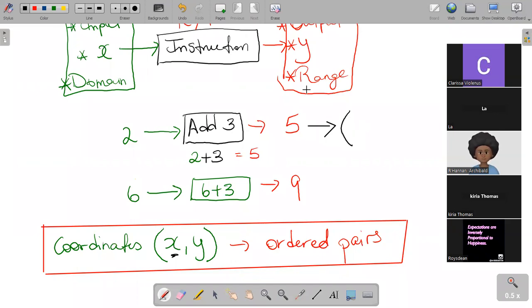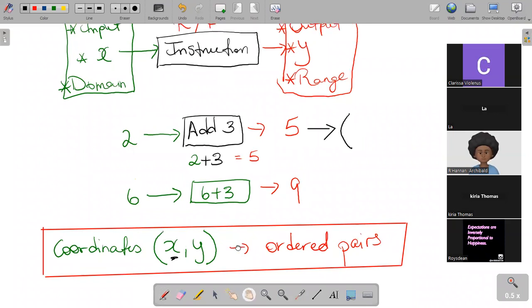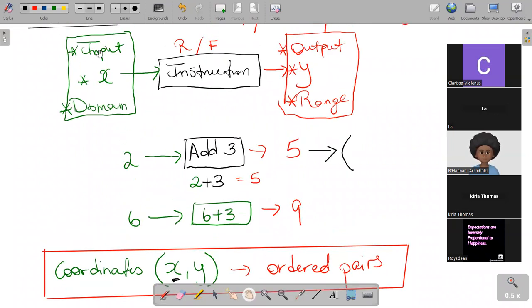So between 2 and 5, if you look above, right here in the box, 2 is what we call the input, X, or the domain. So obviously that means 2 would be written first, right? And then the second number is what we call the output, Y, or range. So we represent it like this. So this would be the ordered pair for these two numbers here.